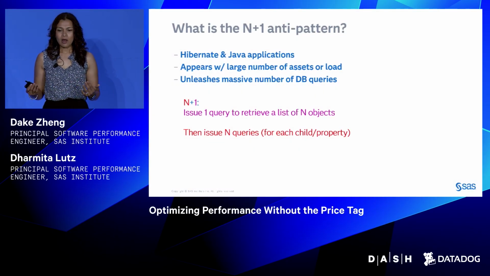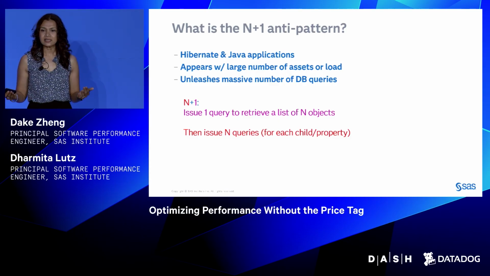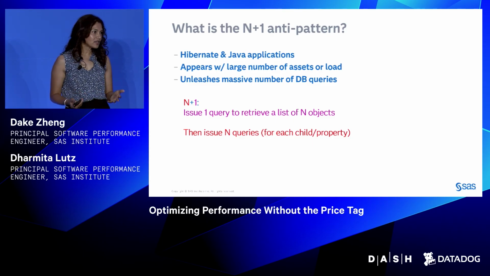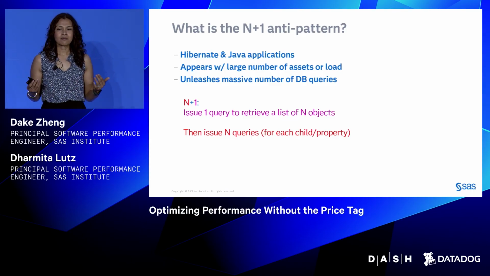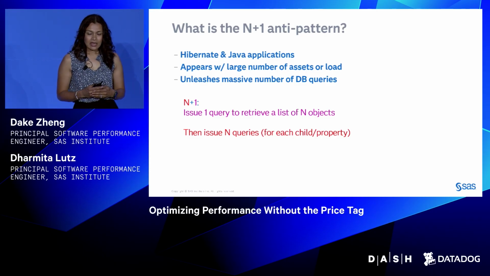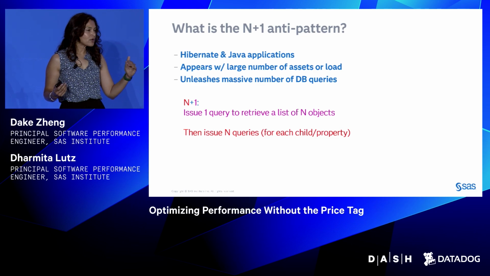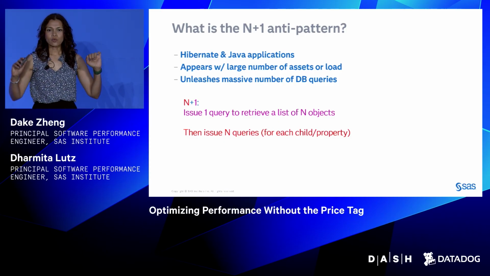The N+1 problem we typically see with Hibernate and Java applications. Hibernate simplifies the interaction between Java objects and relational databases. It makes life easy for the developer, but it has the ability to unleash a massive amount of database queries. The problem is that without observability and without some load or data in the system, it's very hard to detect some of these problems.